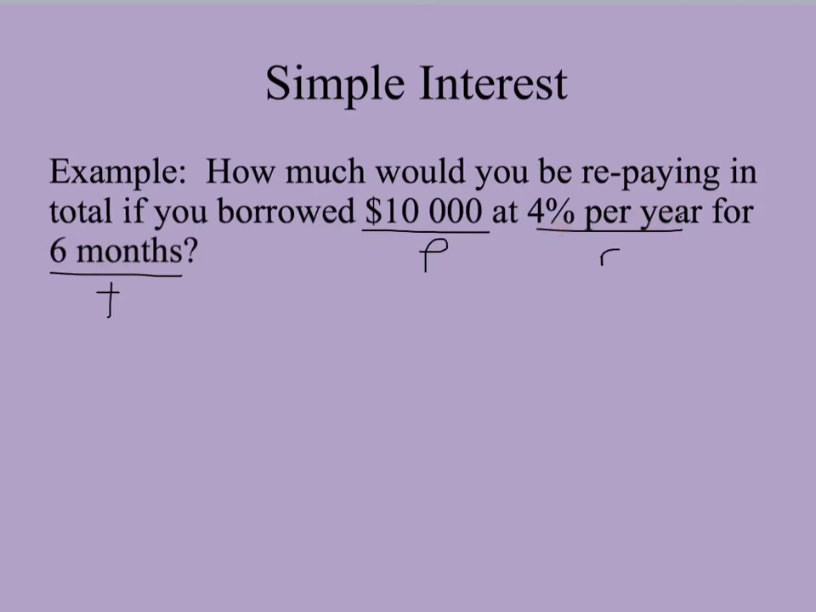So there are 12 months in 1 year, and we're only paying for 6 months of those. This as a decimal, 6 divided by 12, is 0.5. So this is our rate. This is our time. That's our time, and here's our rate, because our rate is in years and our time is in months.